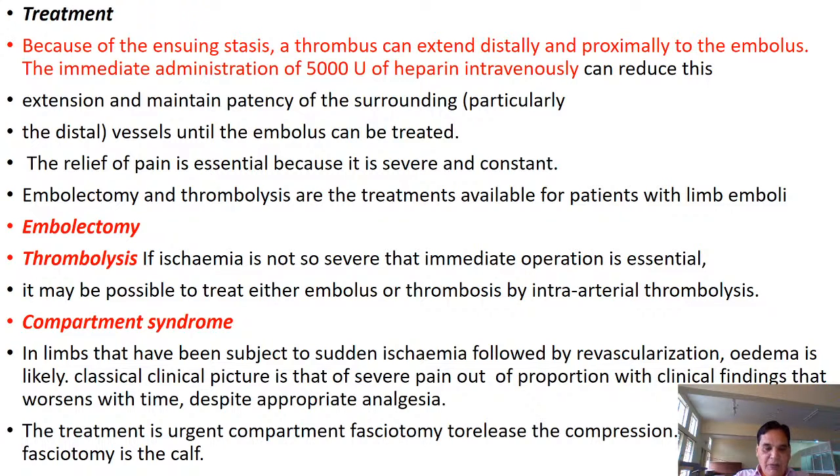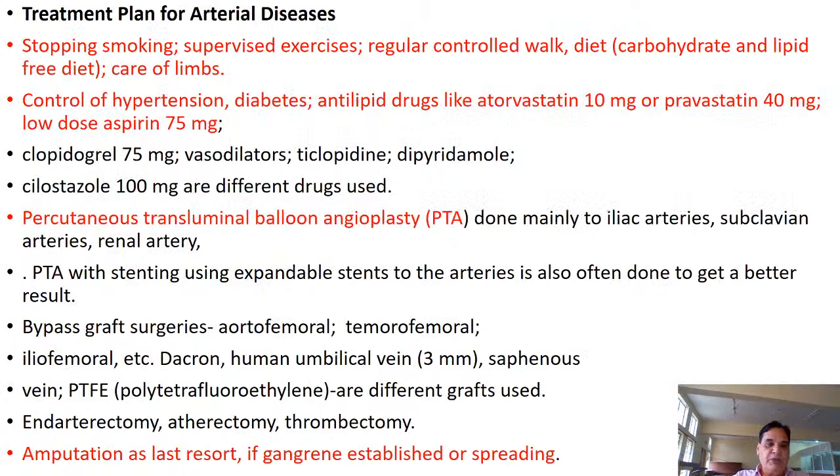And if there is a compartment syndrome, you have to go for opening of the compartment. This is urgent compartment fasciotomy to release the compression. And where is it done? The most common site for fasciotomy is the calf muscle, okay, for acute lower leg ischemia.